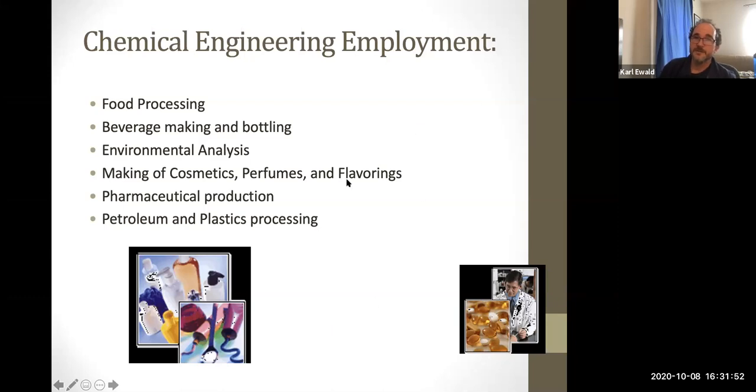Cosmetics, perfumes, beauty products, pharmaceuticals, and then petroleum and plastics. And that could be both plastics that are derived from petroleum, or we could think of a lot of the new biodegradable plastics, or the plastics that come from biomaterials, also all going through a chemical process.